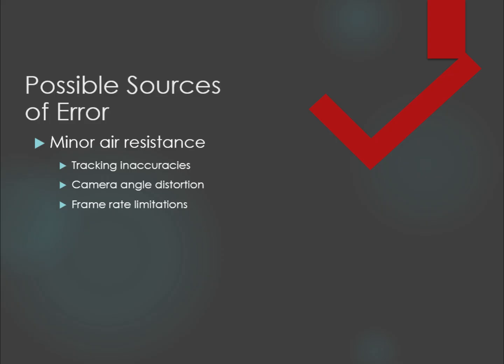Small deviations likely came from minor air resistance, tracking inaccuracies, and camera angle distortion. Overall, the constant acceleration model described the motion very well.